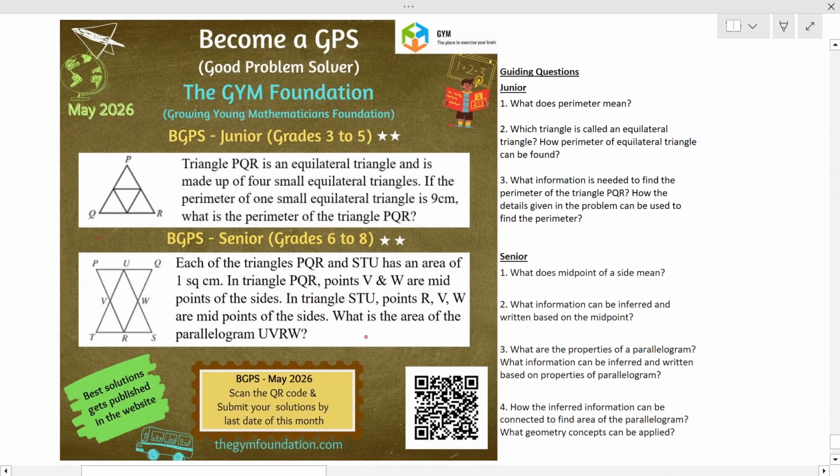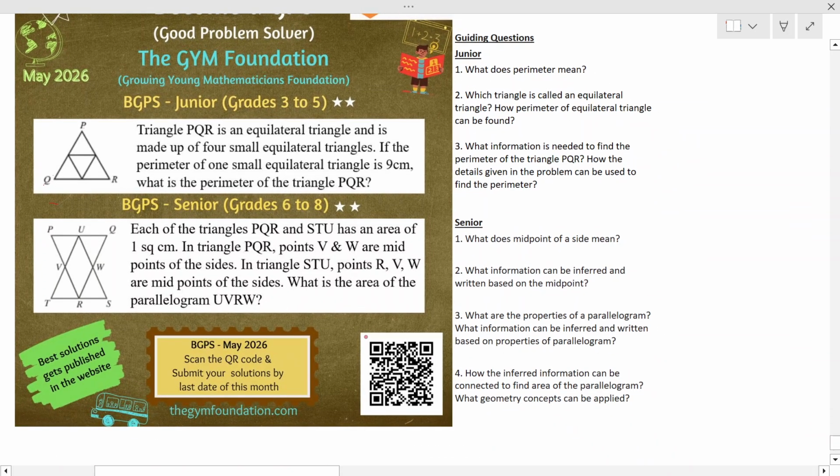This is a very interesting problem which involves some inference that children have to develop, a basic skill in a very middle-level problem, but it will help them relate the concepts. So let's read the question.